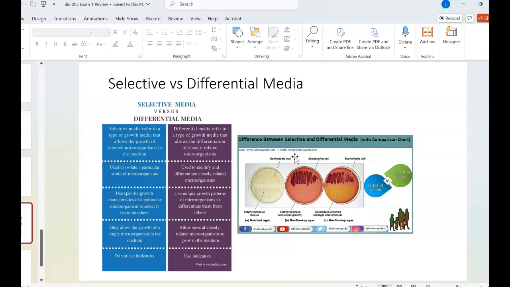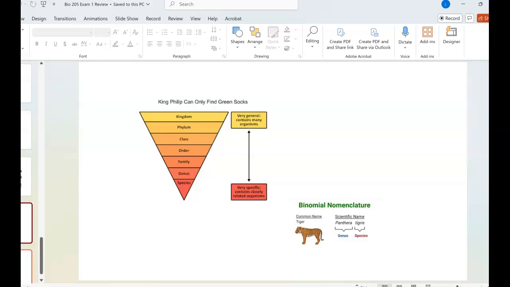If we were to grow E. coli along with another gram-negative bacteria, you can actually see the differences. So you can see where E. coli is kind of pink, where that Salmonella is kind of yellow. So sometimes it's actually better to use a selective and differential media because we can cover more bases so that we can see those differences between organisms.